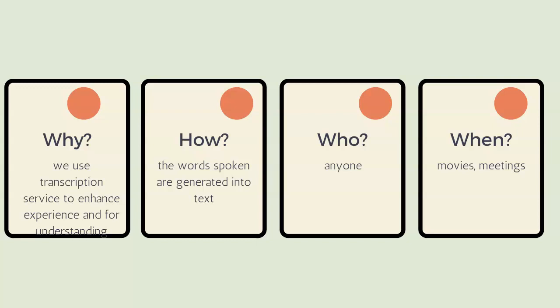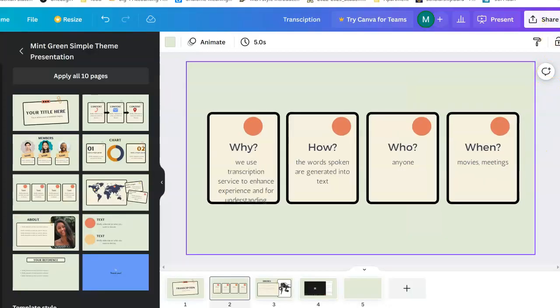How is it used? Words are just spoken and then they're generated into text. Who can use it? Anyone can use it. And then when do you use it? During movies you see it, the captions, in meetings you also see it. I can show you how to use it during meetings.